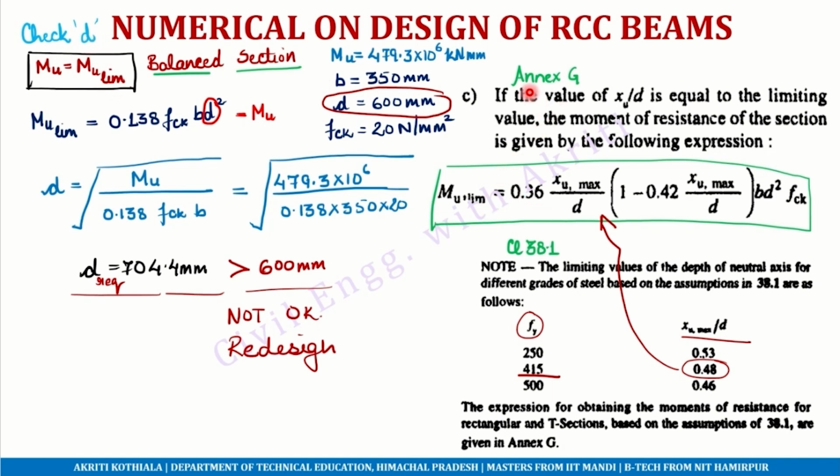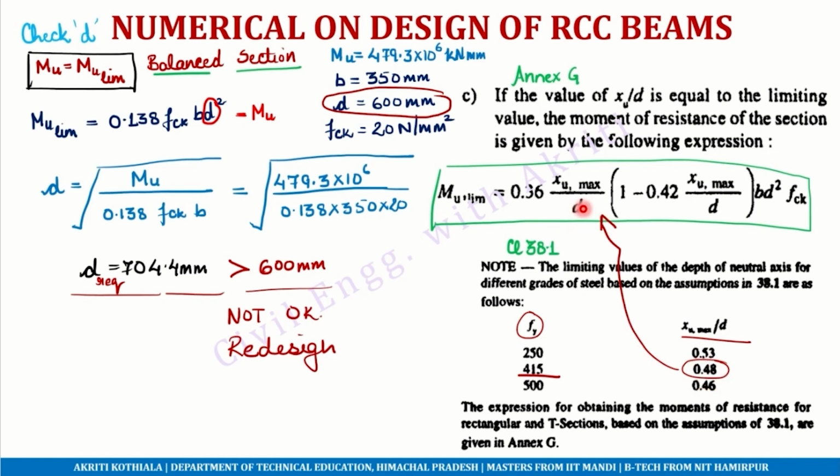So we use the formula given in annexure G: Mu limiting is equal to 0.36 xu max by D into 1 minus 0.42 xu max by D, times b d square fck. So xu max by D can be simply obtained from clause 38.1. For Fe415, the value of xu max by D is equal to 0.48.